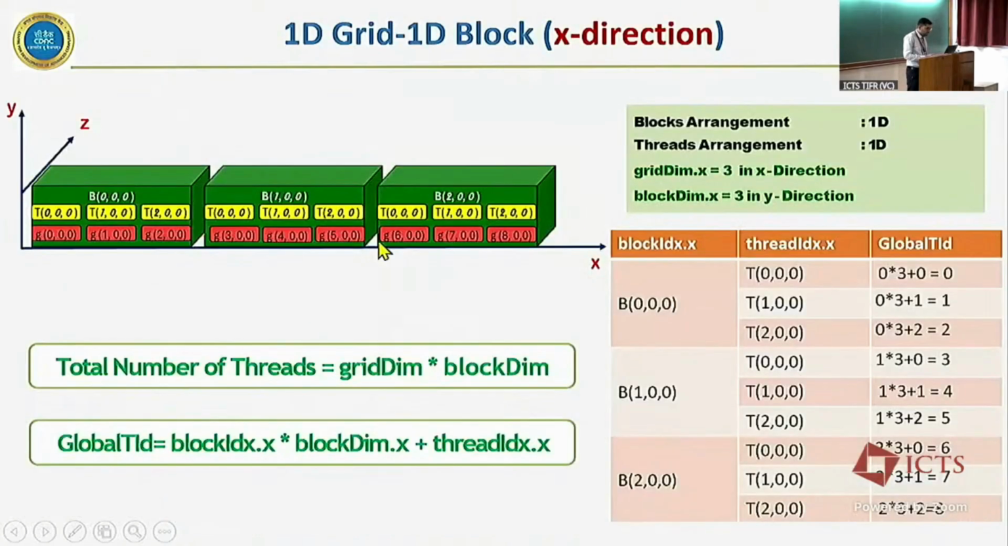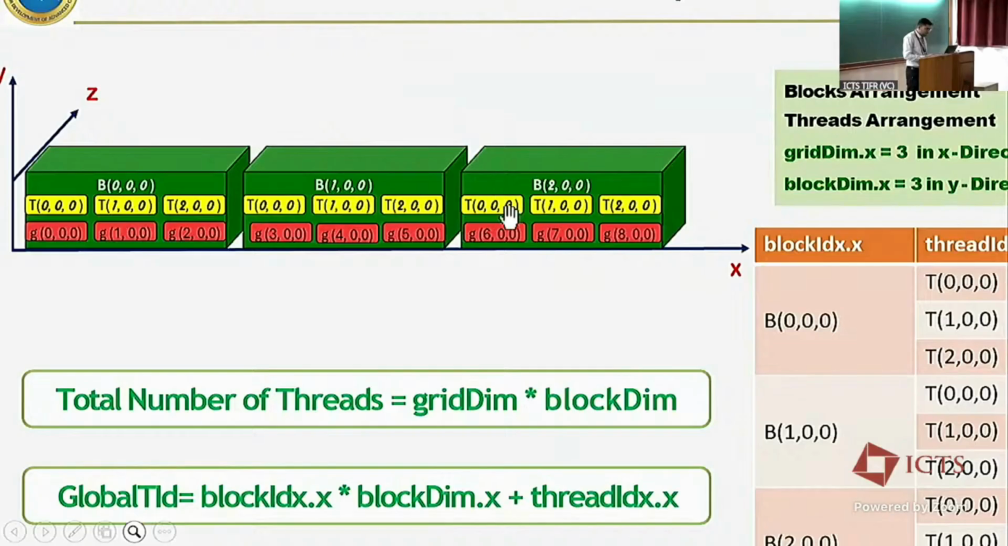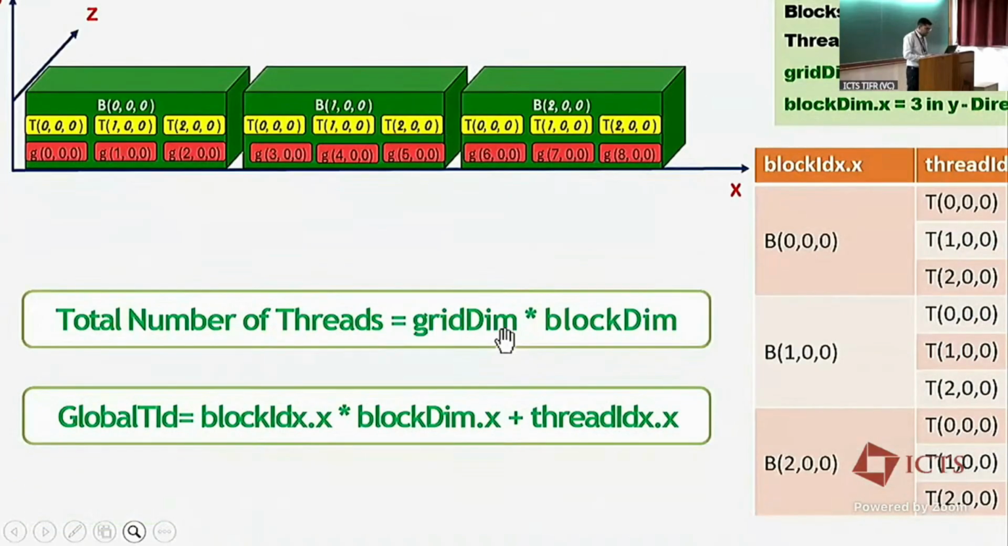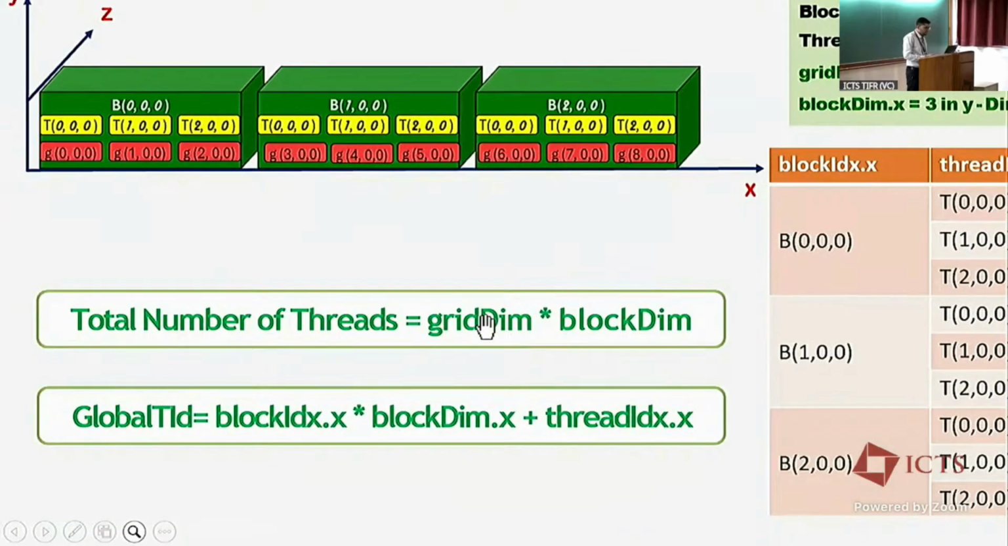How many threads are present within each block? The yellow ones are the threads: 3 threads in this block, 3 threads in this block, and in the third block we have 3 threads, right? So when we multiply 3 into 3, the result is 9. So 9 threads are present over here.